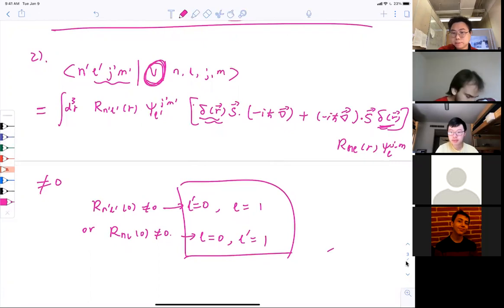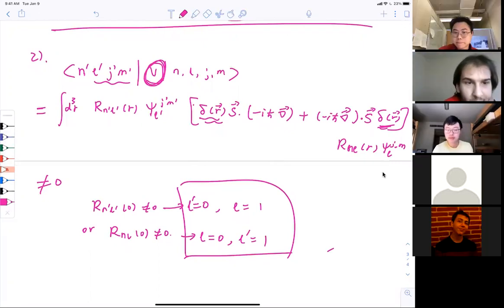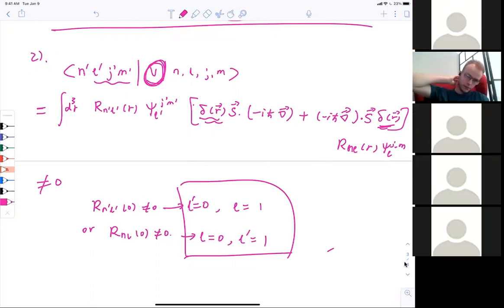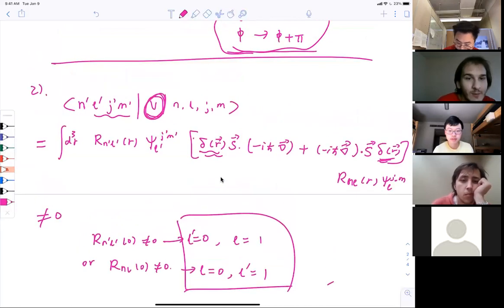Any question? Can you just go over that last line? So I understand the delta functions are going to be isolating the radial wave function. Right. Can you just go over the last line of logic one more time?